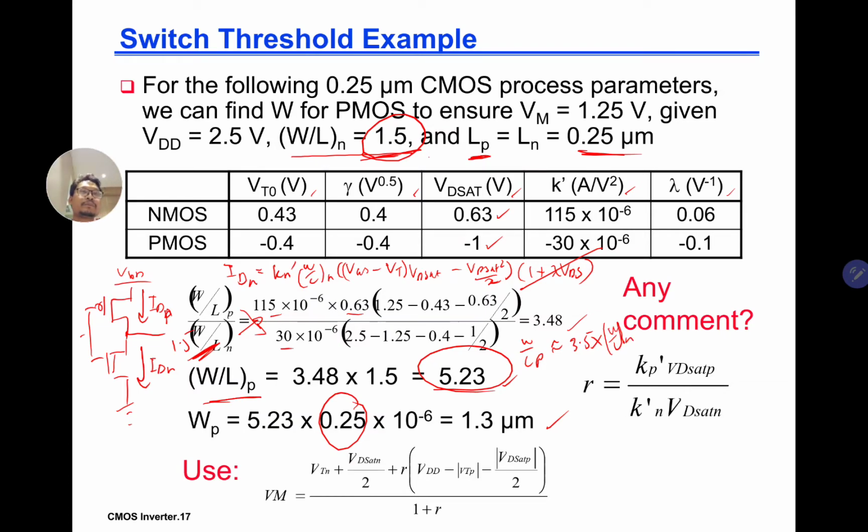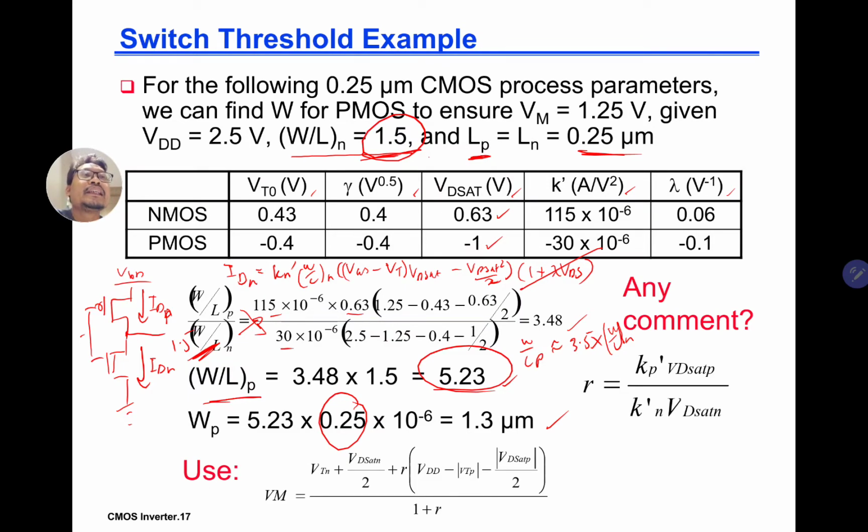Okay, so we are saying if the LP and LN are the same, then the width of the PMOS should be around 3.5 times bigger than the NMOS in order to get VM of 1.25. Because if you don't follow this rule and just make WLN equal to WLP, then most likely you're not going to get VM of 1.25.